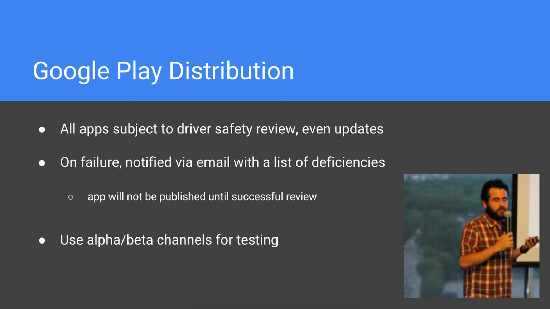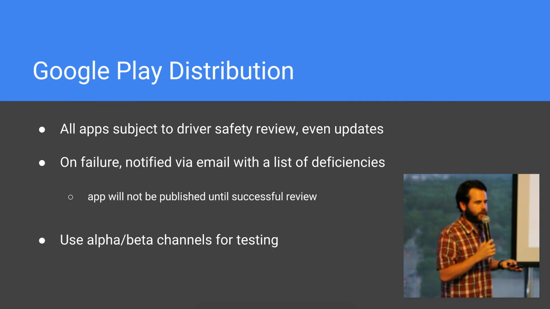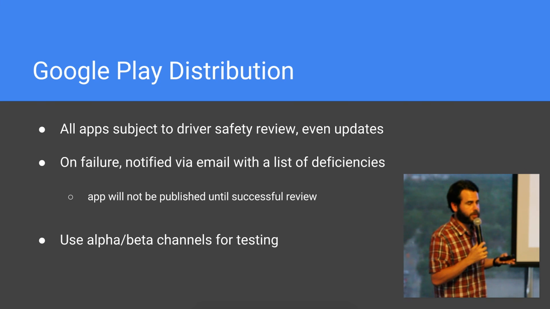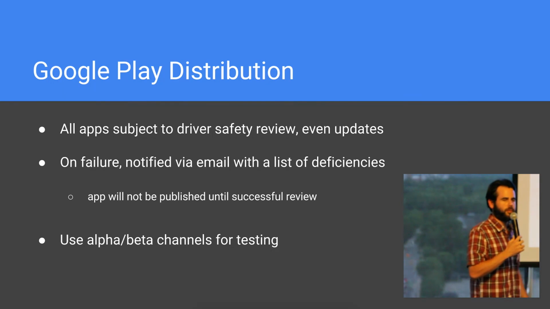So, for example, if you've got WhatsApp or something like that, you've got to be really careful that you follow this checklist pretty closely. Otherwise, your update's not going to get published, and a billion people are going to be mad.